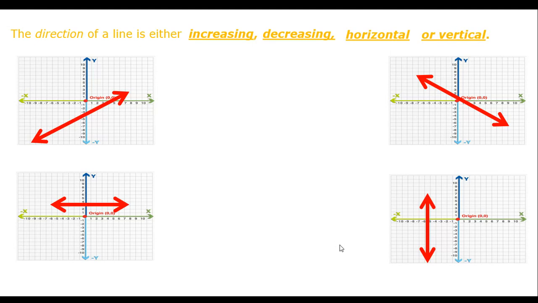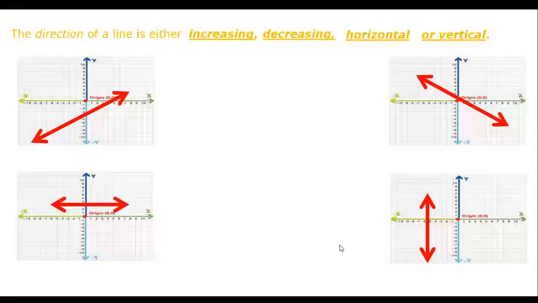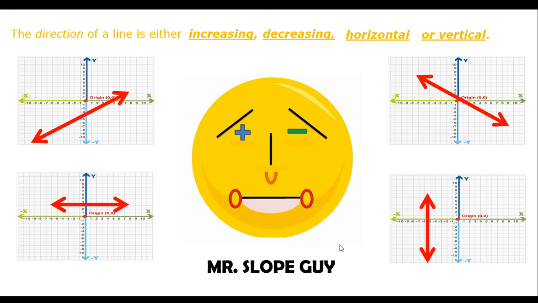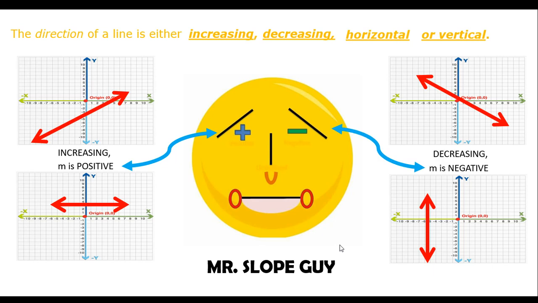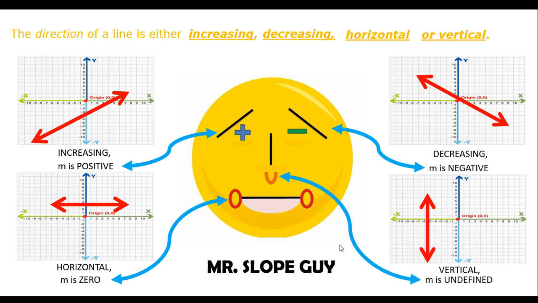And for you to easily remember the directions and their corresponding slopes, here is Mr. Slope Guy to help you. If the direction of the line is increasing, the slope is positive. If it is decreasing, the slope is negative. If the direction is horizontal, the slope is 0. And if it is vertical, the slope is undefined.